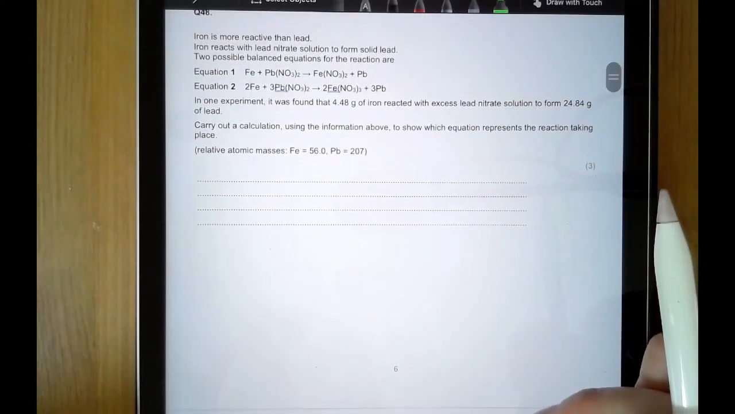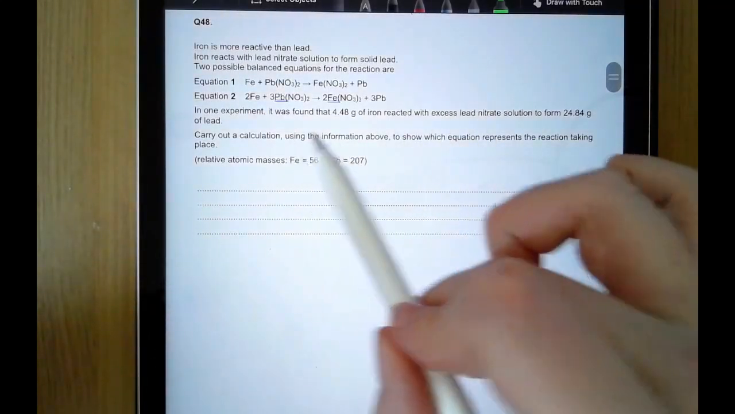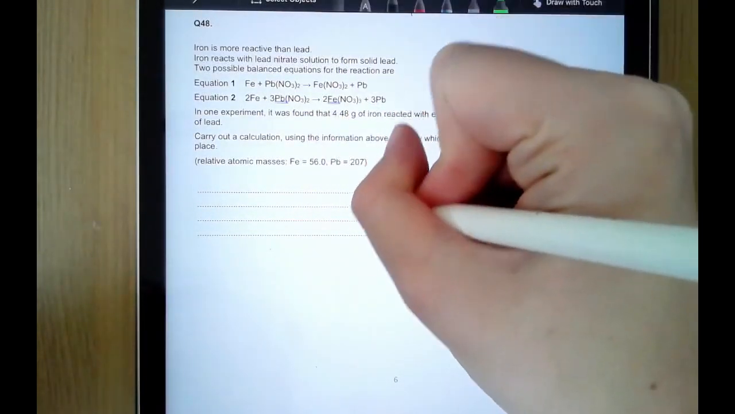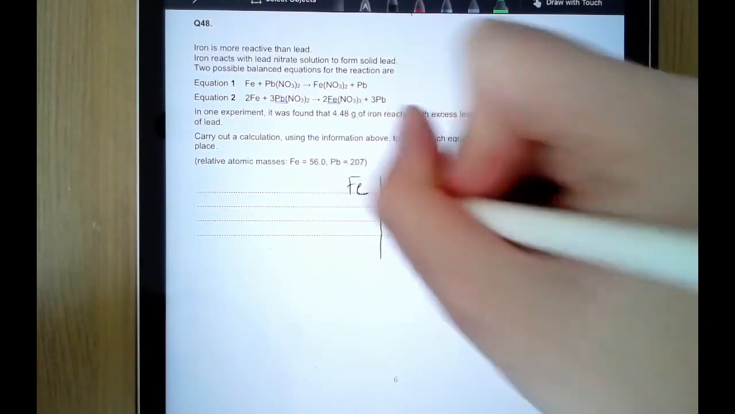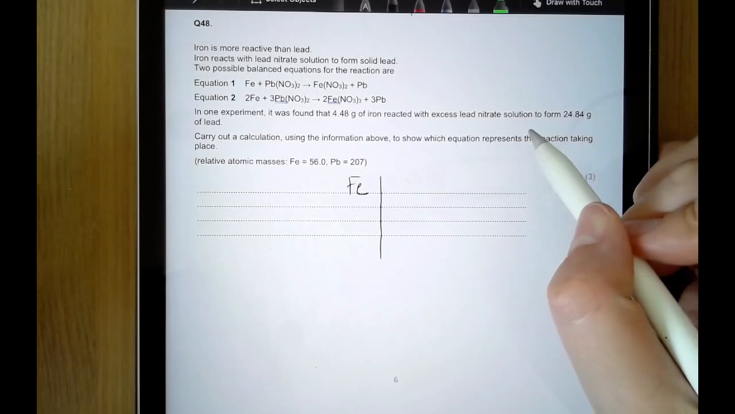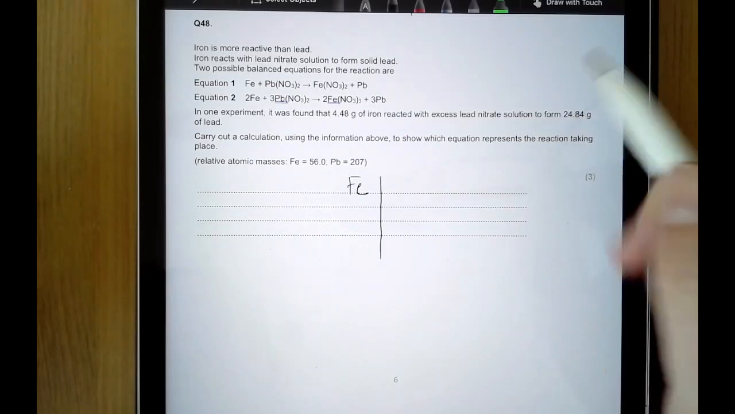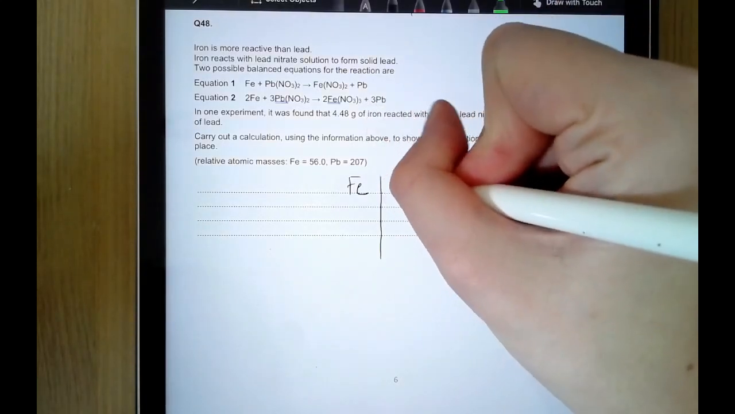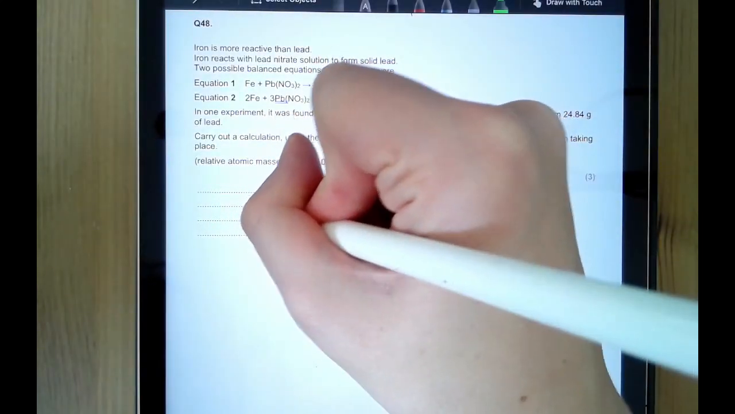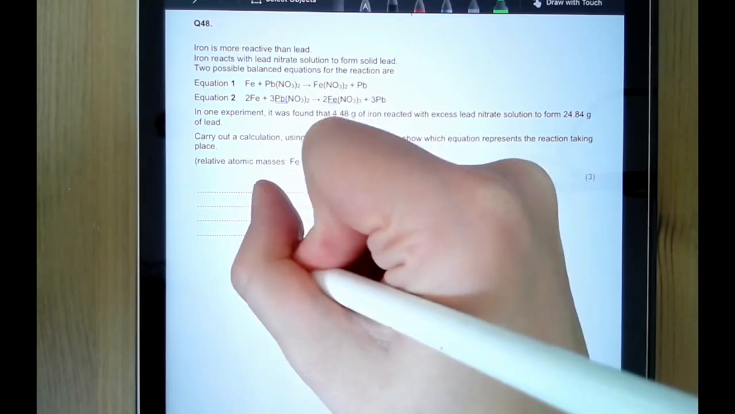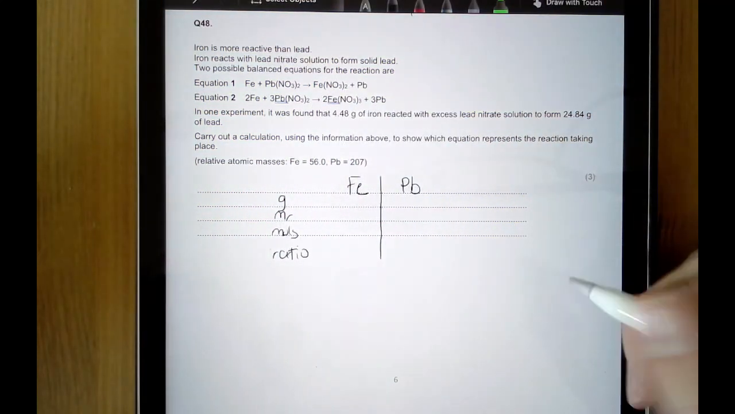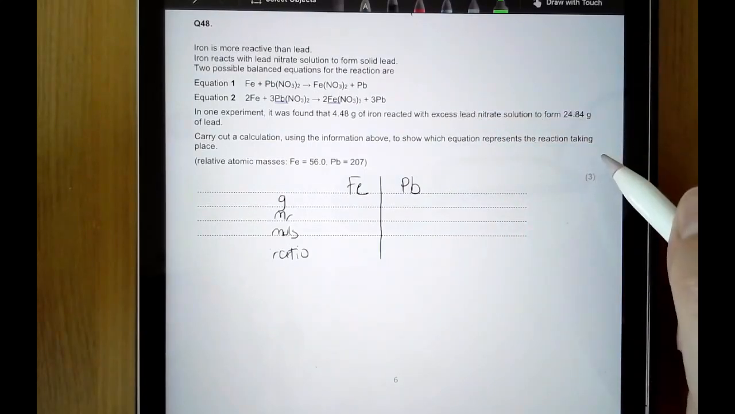The next question is a little bit different, so I will do this one. It says, in one experiment, it was found that 4.48 grams of iron. So giving me information about iron, so I'm going to put iron into my table. Iron is just Fe. Reacted with an excess lead nitrate solution to form 24.84 grams of lead. So lead, again, if you're not sure, look at your periodic table, but lead is just Pb. And this question is slightly different because they give you the mass of both, and what they want you to do is work out the ratio and then pick which one of these equations is correct.